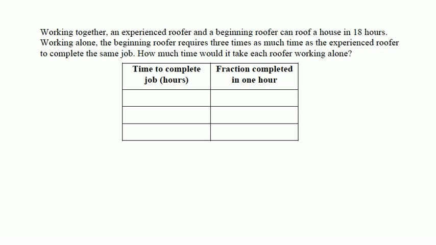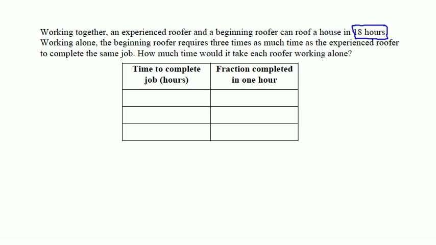Shared work problems are a common application of rational equations. In this example, we are talking about an experienced and a beginning roofer, and the first piece of information we're given is that together they can roof a house in 18 hours.